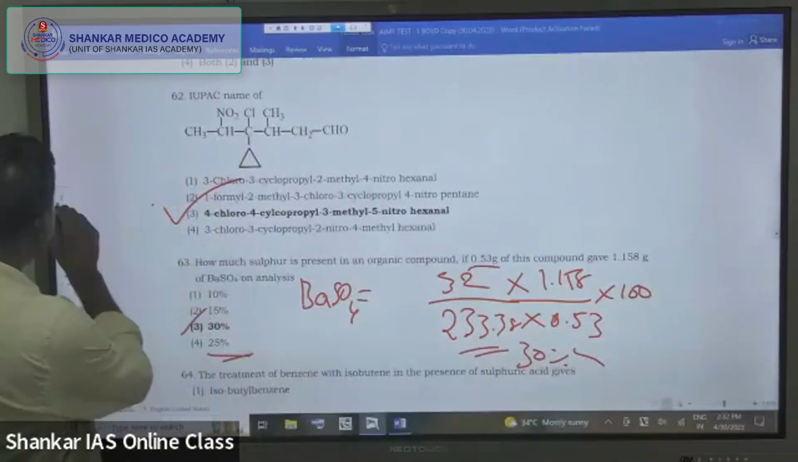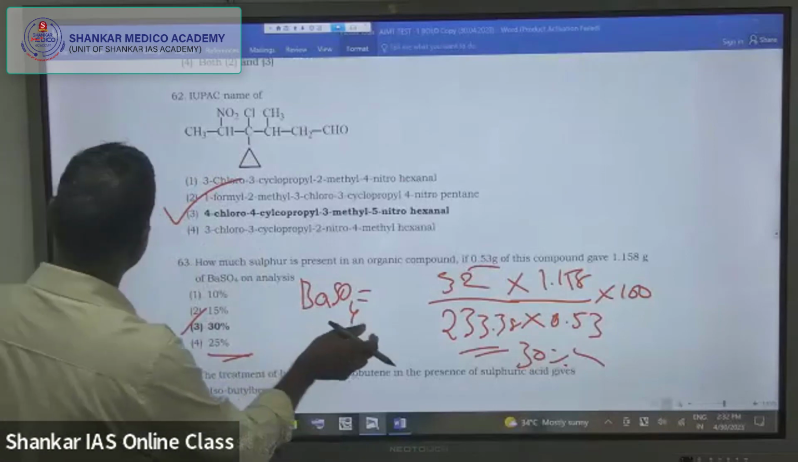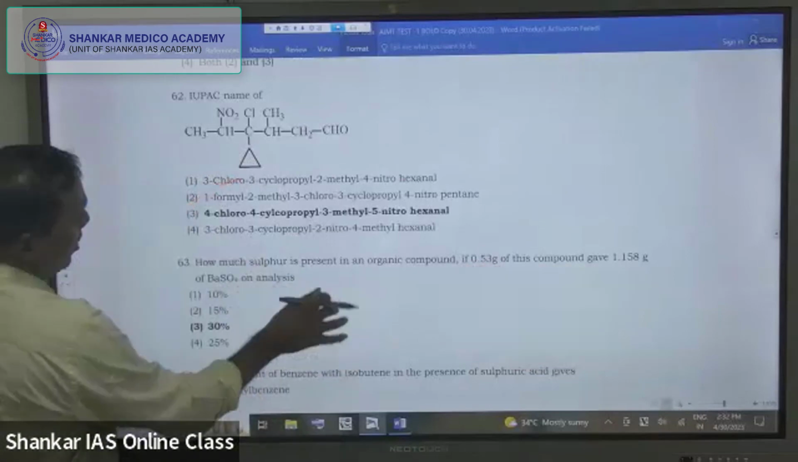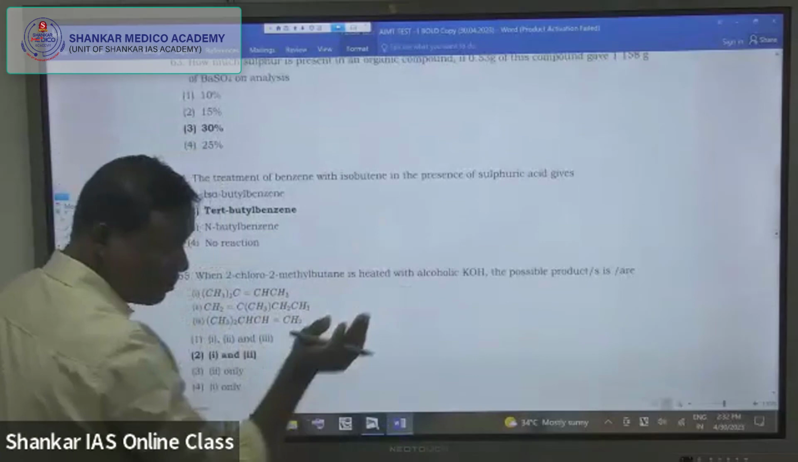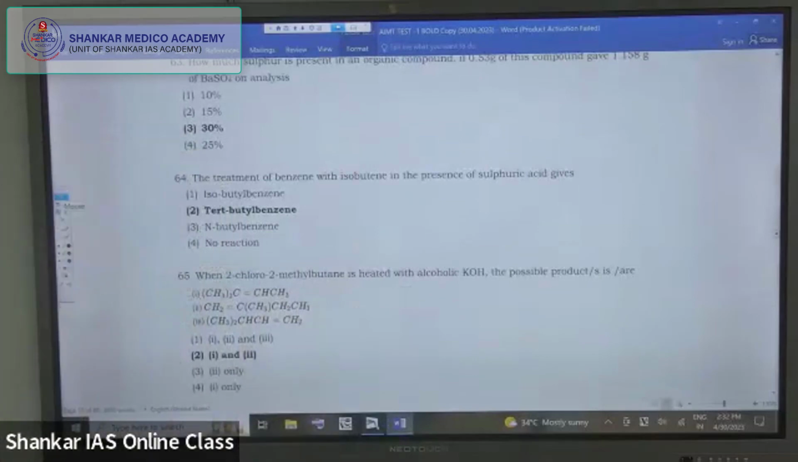So you have to go through this percentage of sulfur, oxygen, and so on. Then only will you have some idea. And folks, I did not give the barium sulfate molecular weight.